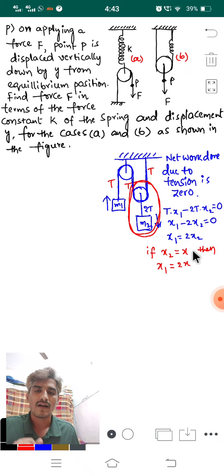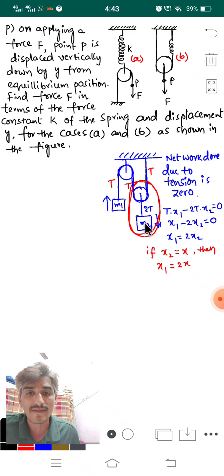Now what does it mean? It means that if M2 comes to a distance of x in the downward direction, then this string will come in the downward direction to a distance of 2x. So if this comes to a distance of x, then this comes to a distance of 2x. Same thing you can apply here.